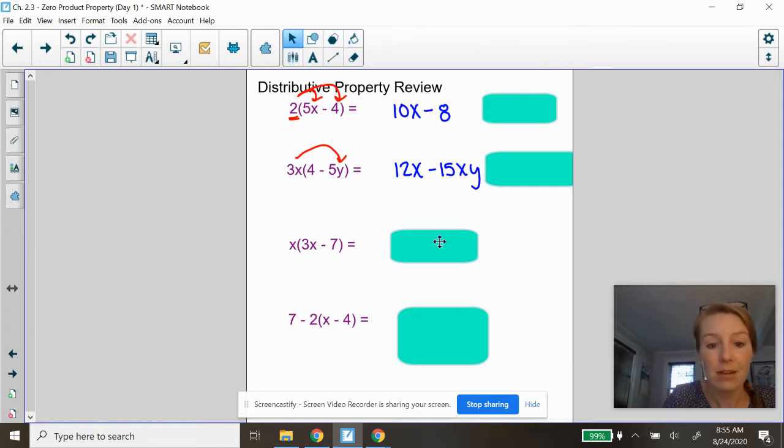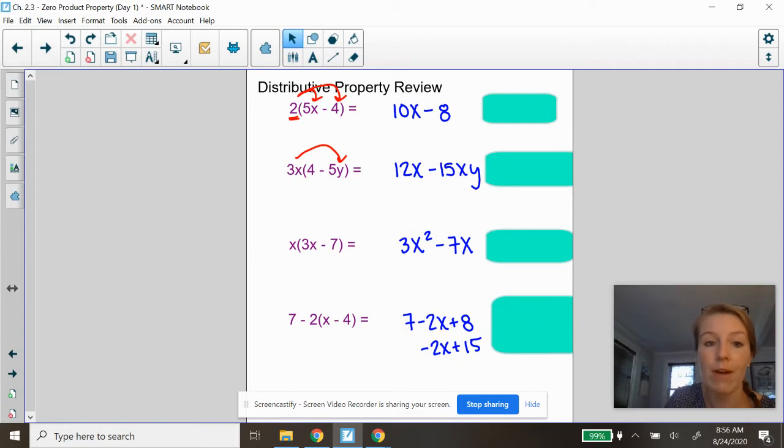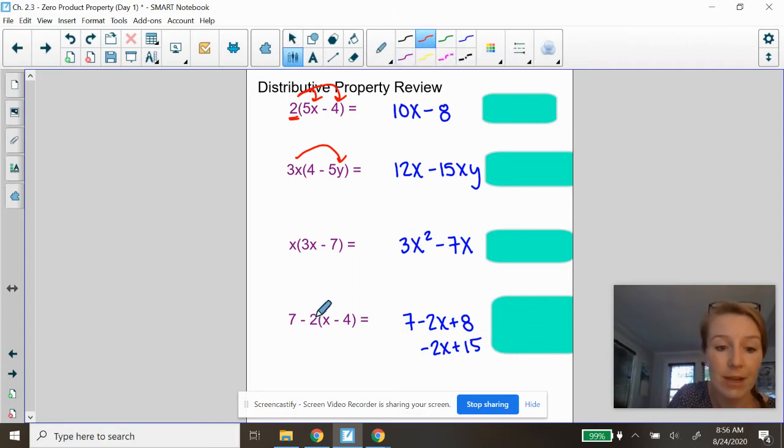The next answer is 3x squared minus 7x. Remember when you do x times x, you're getting x squared. And the last one here is a little tricky. When you think about the order of operations, remember that this right here is multiplication. And so we need to take care of this multiplication, meaning the distributive property, before we deal with the 7. So your final answer here should be negative 2x plus 15.